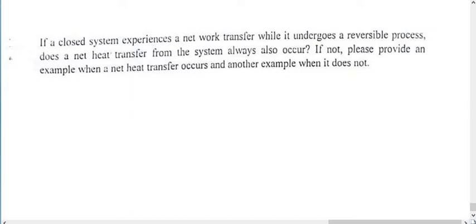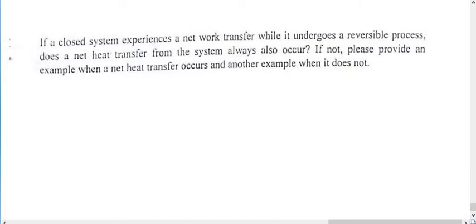If a closed system experiences a net work transfer while it undergoes a reversible process, does a net heat transfer from the system always occur? If not, please provide an example when a net heat transfer occurs and another when it does not occur. So that is the question.